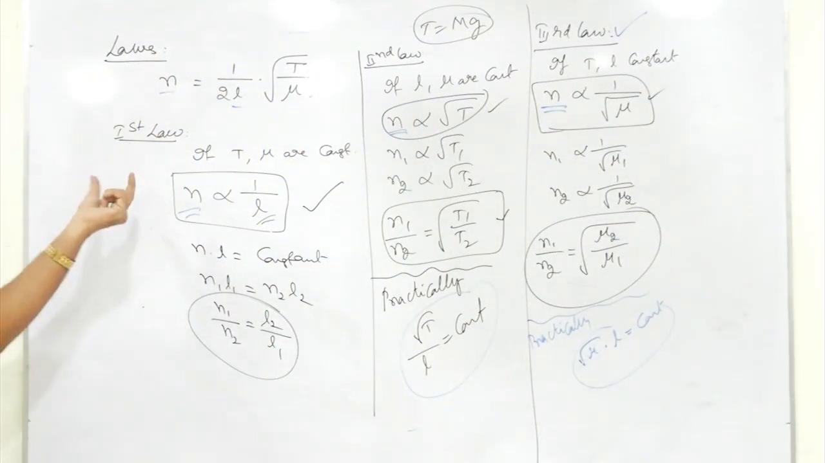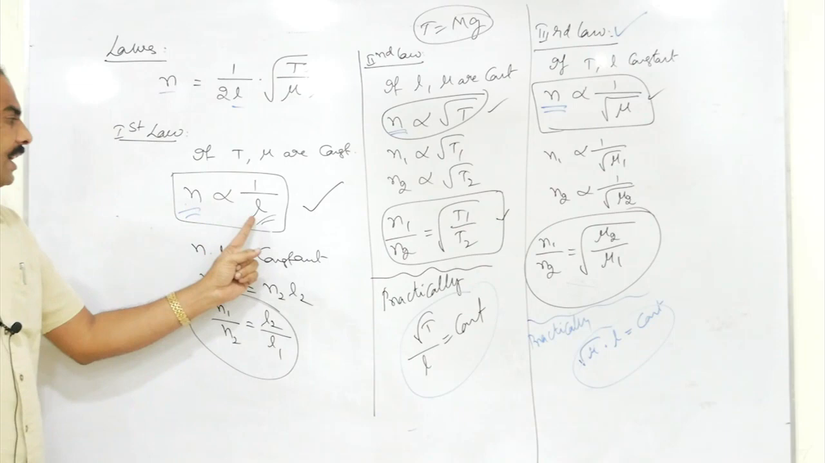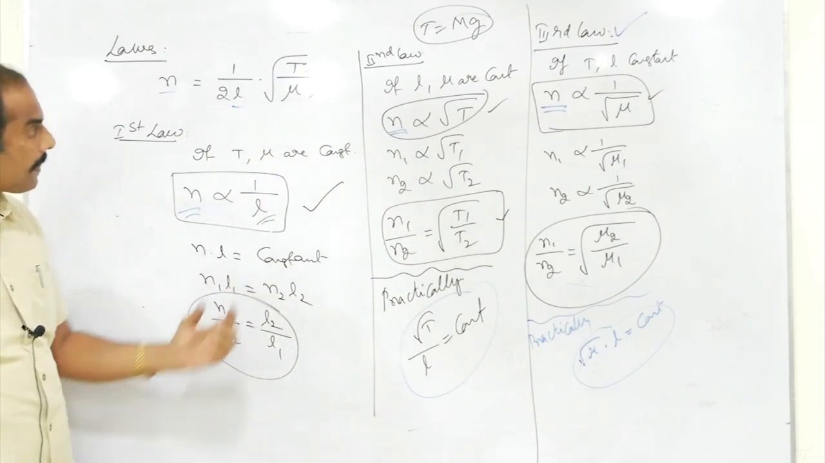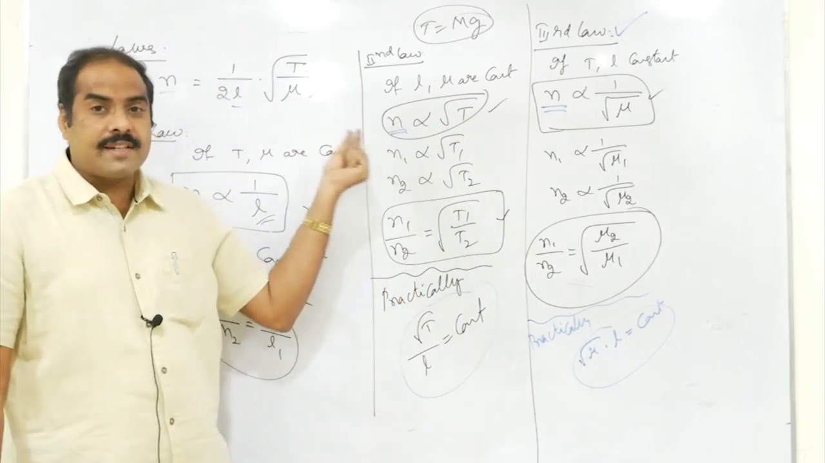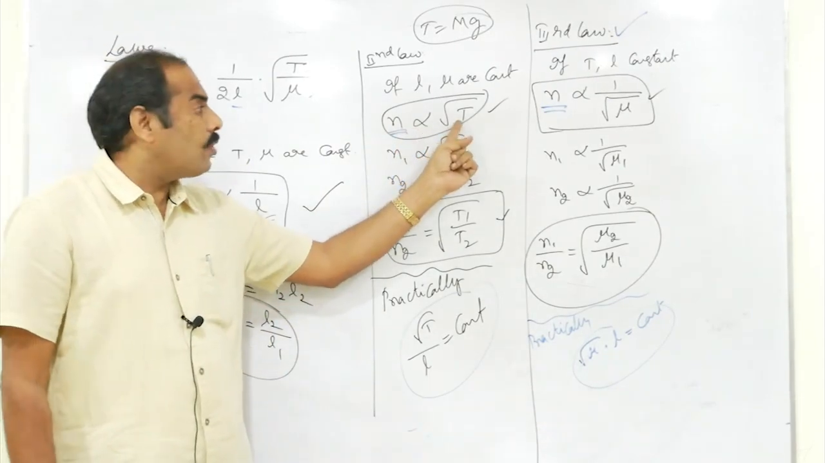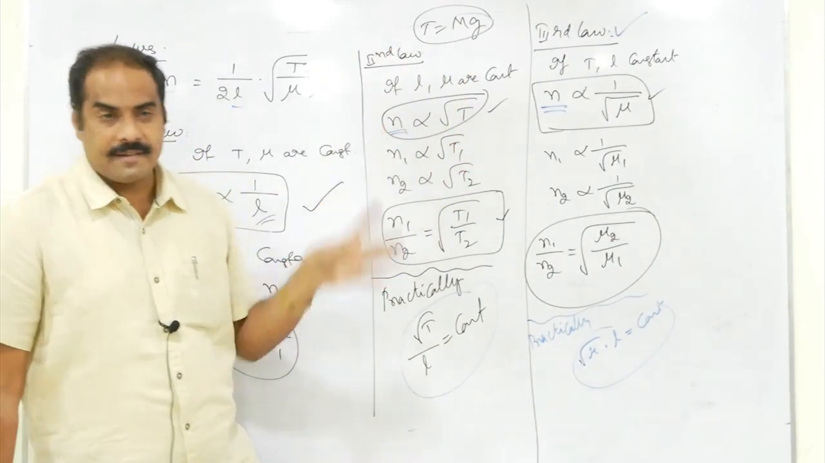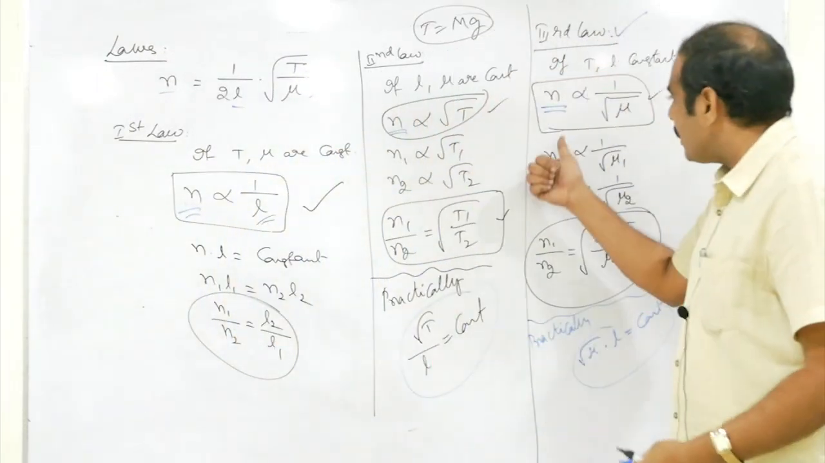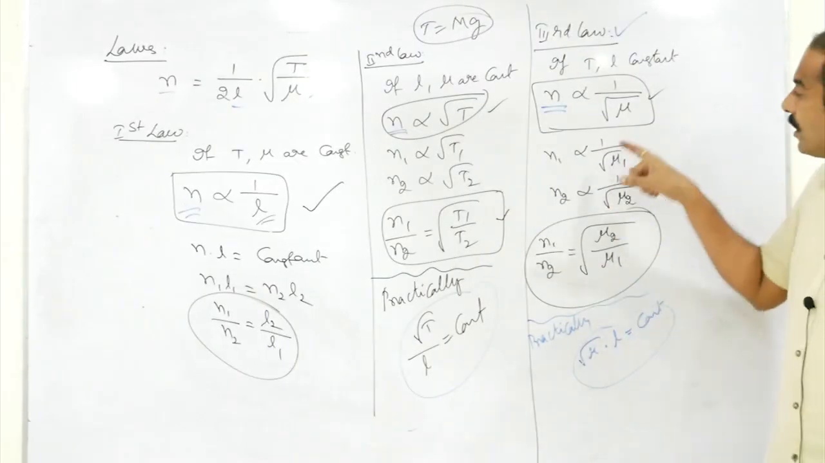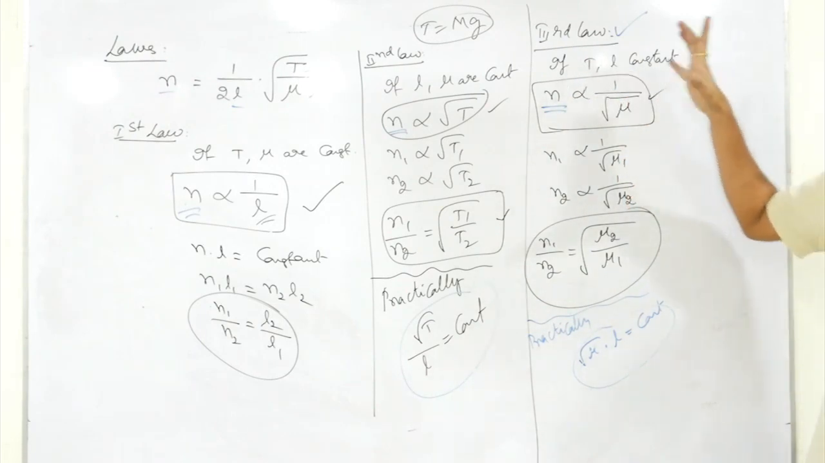What statement should be written here? The frequency of a stretched string vibrating in one segment is inversely proportional to length when tension and linear density are constant. Second line, the frequency of a stretched string vibrating in one segment is directly proportional to square root of tension when length and linear density are constant. What is the third one? The frequency of a stretched string vibrating in one segment is inversely proportional to square root of linear density when tension and length are constant.